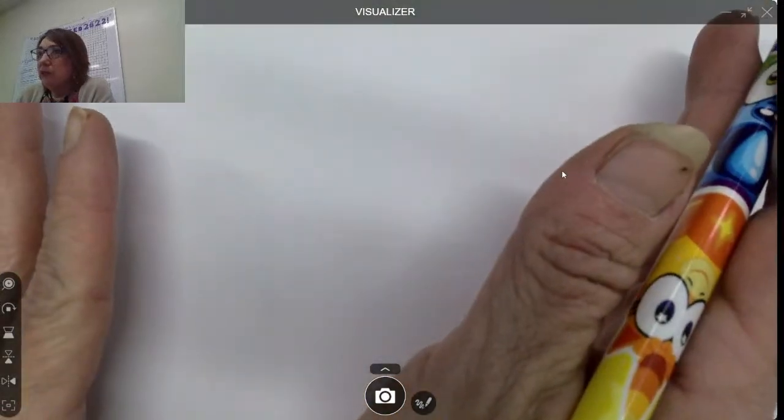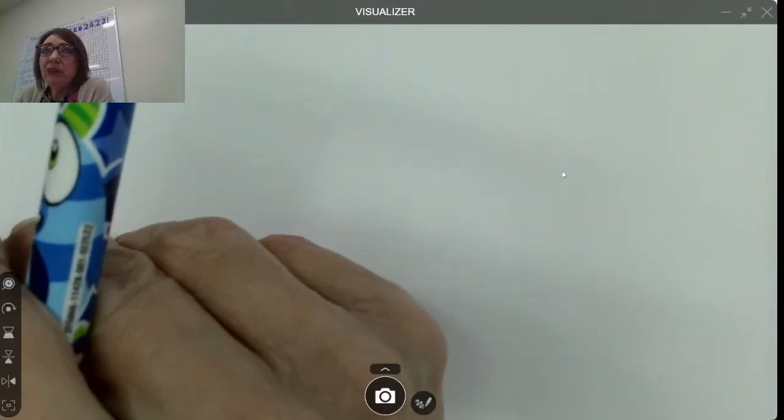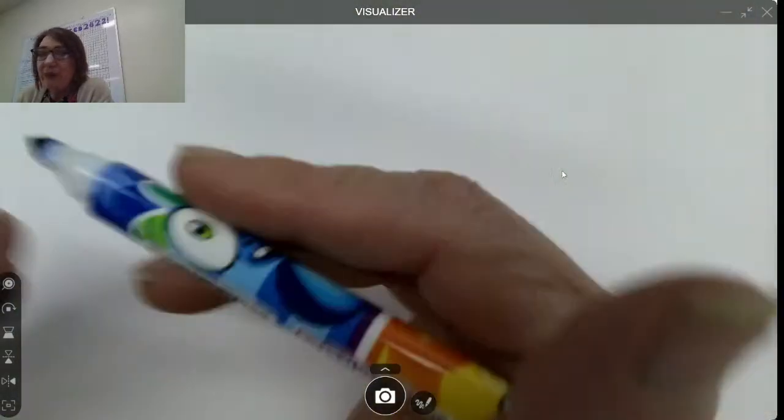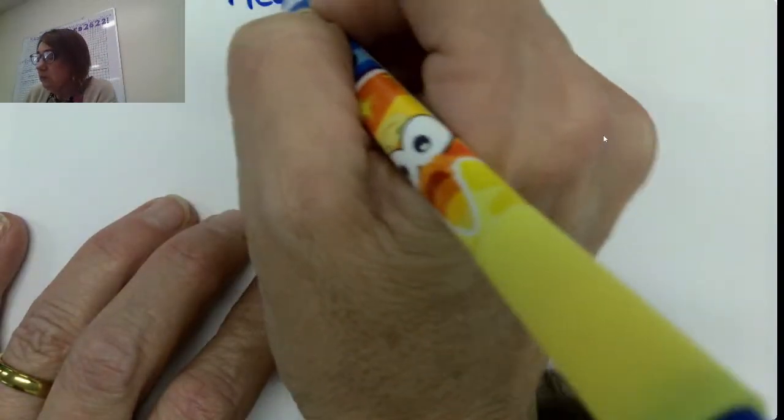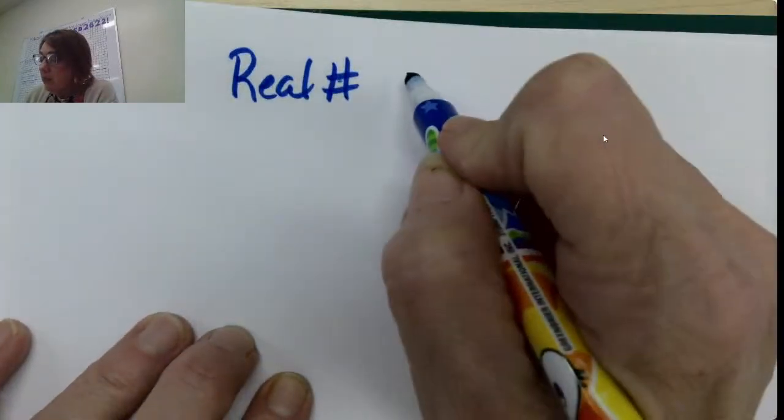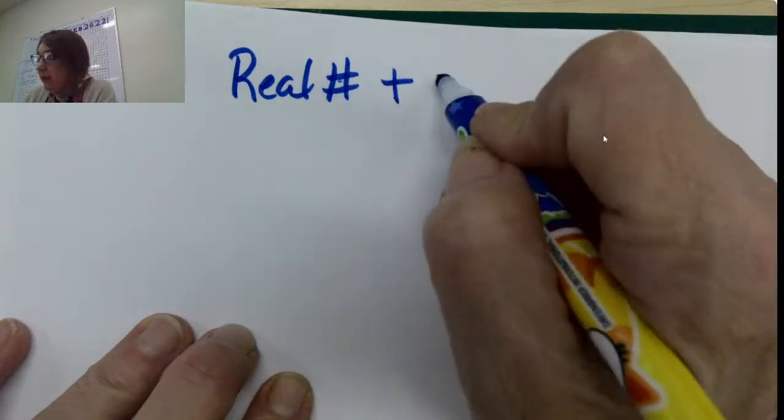Okay. All right. Now, today we're going to be talking about complex numbers. Now, a complex number, I'm going to sort of backtrack just a little bit. A complex number is any time that you have a real number plus an imaginary number.